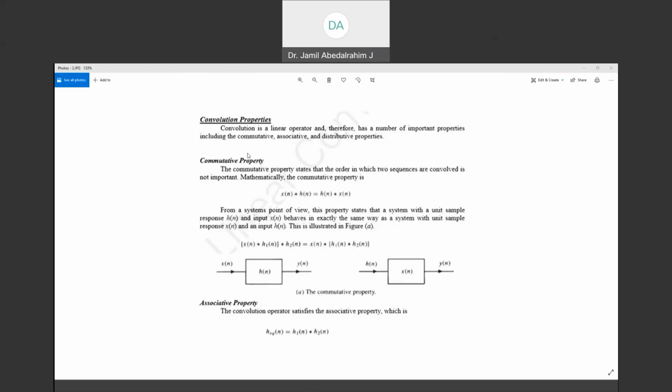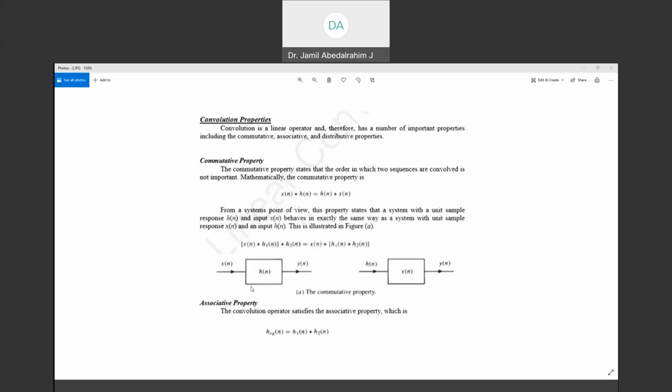Okay, convolution properties. There are some properties of the convolution. One of the important properties is the commutative property. What is the commutative property? It states that the order in which two sequences are convolved is not important. Mathematically, the commutative property is x of n convolved with h of n equal h of n convolved with x of n.